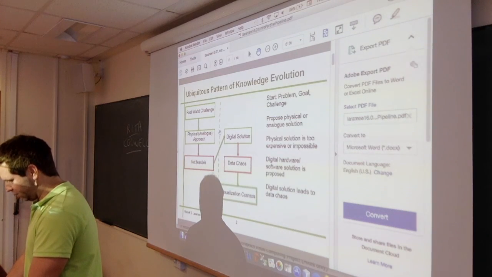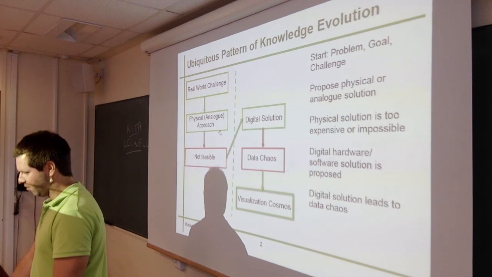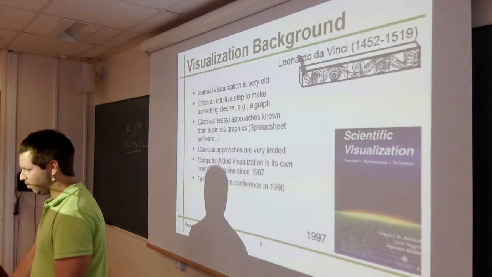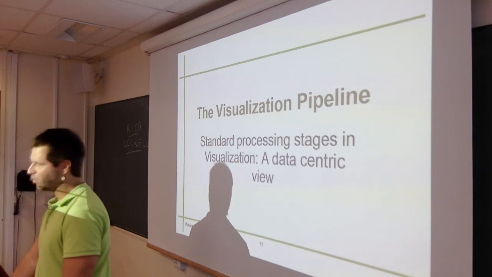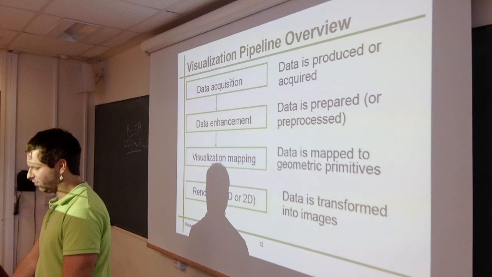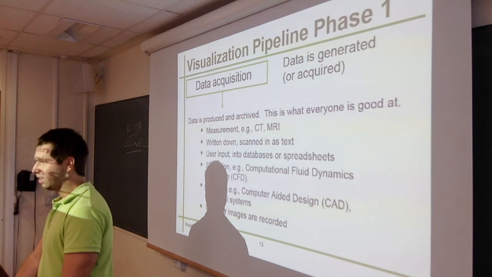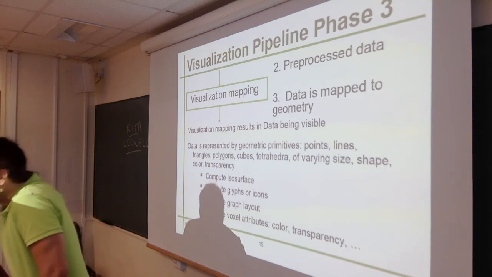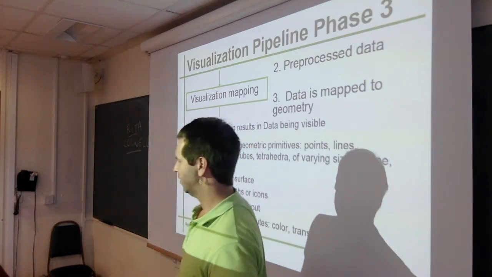So, just a very quick review of last time. We talked about this amazing ubiquitous pattern of knowledge evolution in the big data story. We quickly introduced the topic, some examples, some visualization goals, and then we started to talk about the visualization pipeline. Those are the four standard stages of the visualization pipeline. We talked a little bit about data acquisition, data enhancement, and this, I believe, is where we stopped: phase 3, visualization mapping.